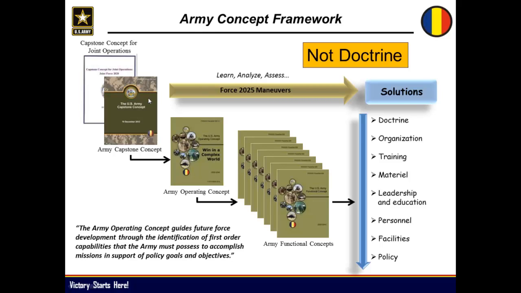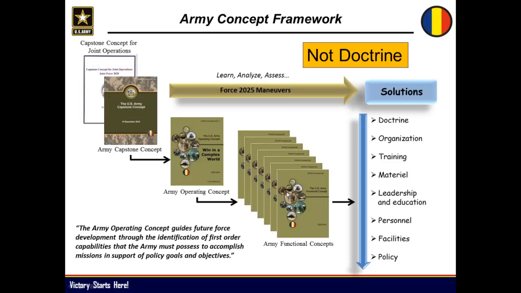And then, as Jim said, the Army functional concepts, also being rewritten, say how we are going to execute what the Army operating concept and the Army capstone concept say we're going to do. And when we find capability gaps, we then use the DOTMLPF-P domains to fill those capability gaps, which is what we're going to talk about next in the JCIDS system.